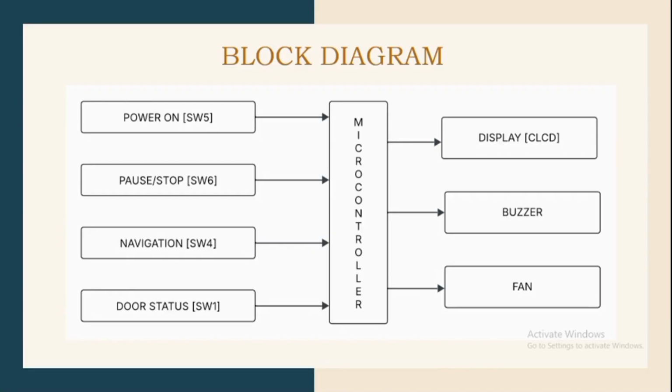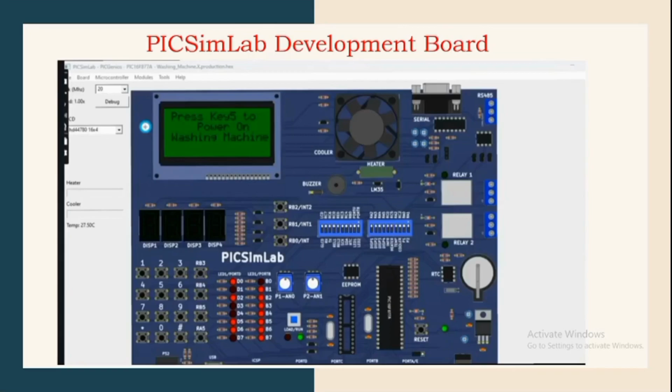So this structure represents a closed loop embedded control system where user input leads to actions which in turn provide feedback by the LCD or buzzer. This diagram helped us understand the overall flow before coding.